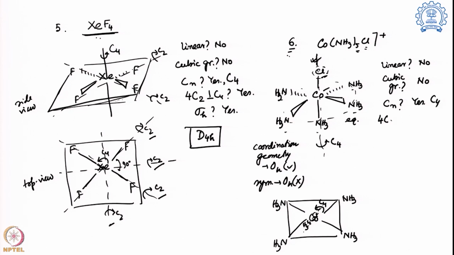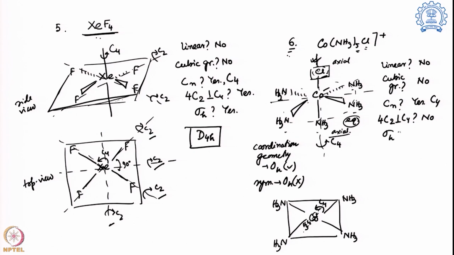Next question is, do I have four C2 perpendicular to the C4 or not? If it has to have 4 C2s, they will be somewhere around here or here. And you can see if you rotate it, the ammonia and the cobalt present in the equatorial plane remain as they are, but this chloride and ammonia present in the axial position will change their positions, and that will not be superimposable and indistinguishable from the original structure. So that is why we can say it does not have four C2 perpendicular to this C4.